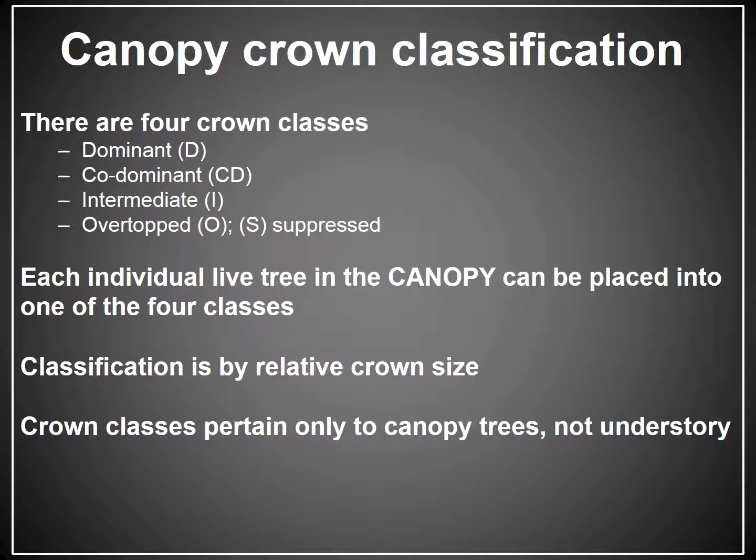Canopy trees are allocated to one of four crown classes based on the amount of sunlight their crowns are receiving. So they may be classified as dominant, codominant, intermediate, or suppressed trees. Sometimes we refer to suppressed trees as overtop trees as well. Keep in mind, this classification system applies only to the canopy trees, not trees in the understory.